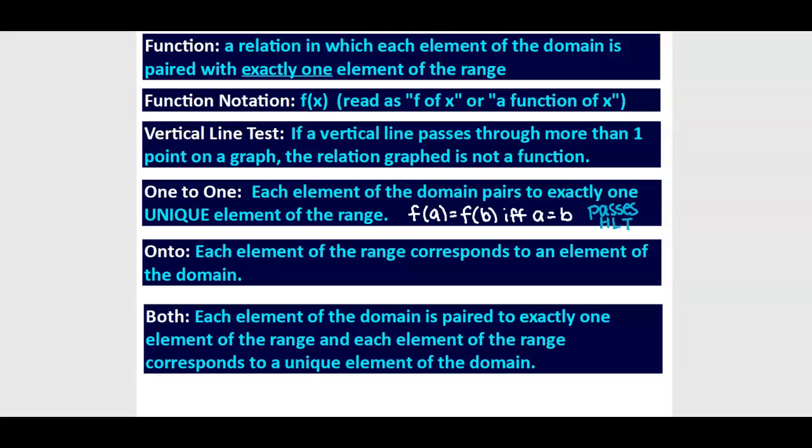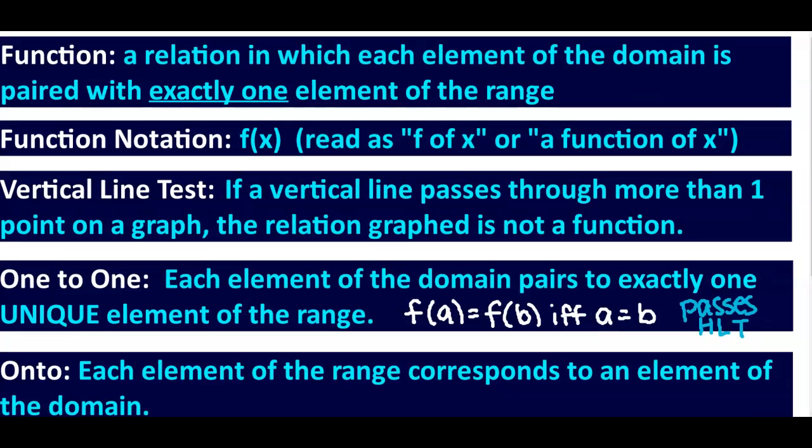Some vocab. So our words are function. A function is a relation in which each element of the domain is paired with exactly one element of the range. So for domain and range, you guys could use like the letter D and R so you don't have as much to write. I know it's a little bit of writing today, I'm sorry.